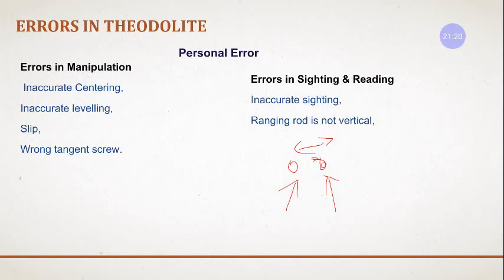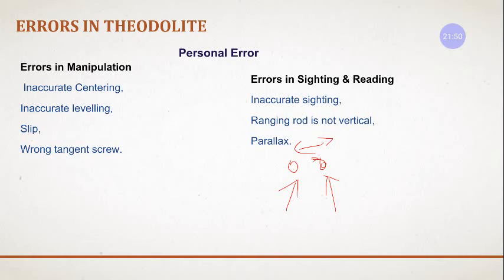Ranging rod is not vertical. The person who is holding the ranging rod is not holding the rod vertically. Then that will lead to improper or inaccurate bisecting or sighting of the ranging rod. So you have to keep in mind while sighting the ranging rod whether the ranging rod is vertical or not. You have to check it.